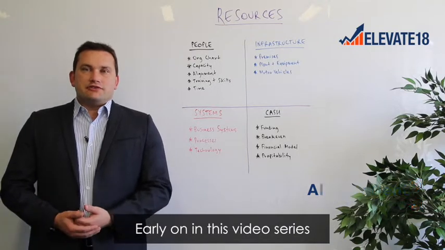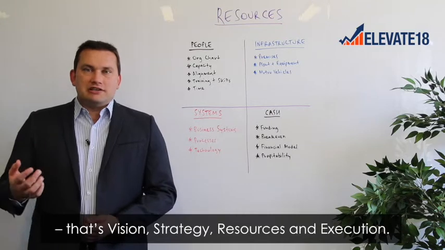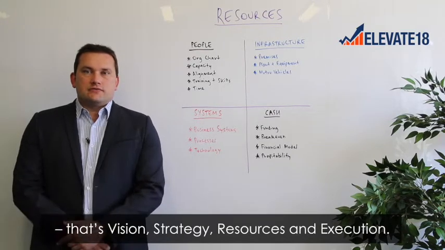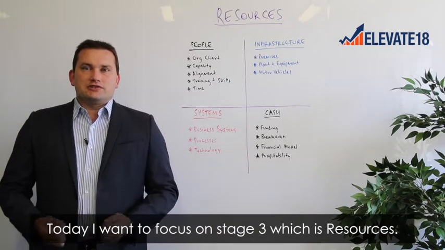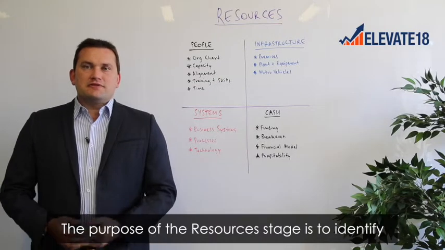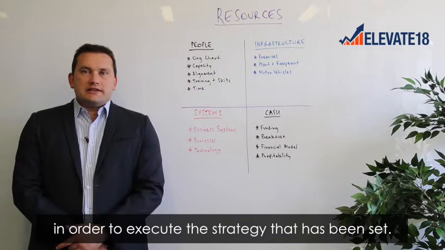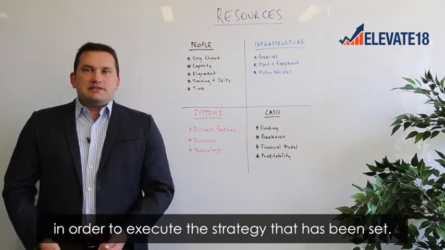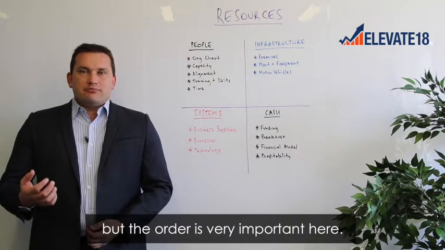Early on in this video series we went over the components of the VSRE model, and that's vision, strategy, resources and execution. Now we've already looked at an overview of vision and strategy. Today I want to focus on stage 3, which is resources. So the purpose of the resources stage is to identify what resources will be required in order to execute the strategy that's been set. Now I've probably said this already, but the order is very important here.